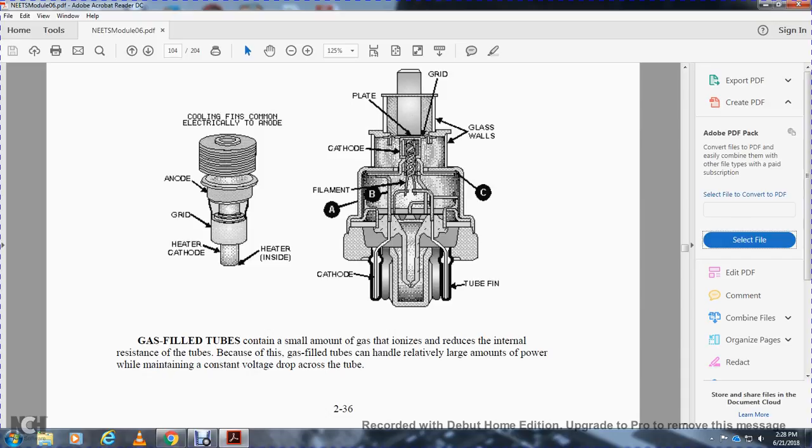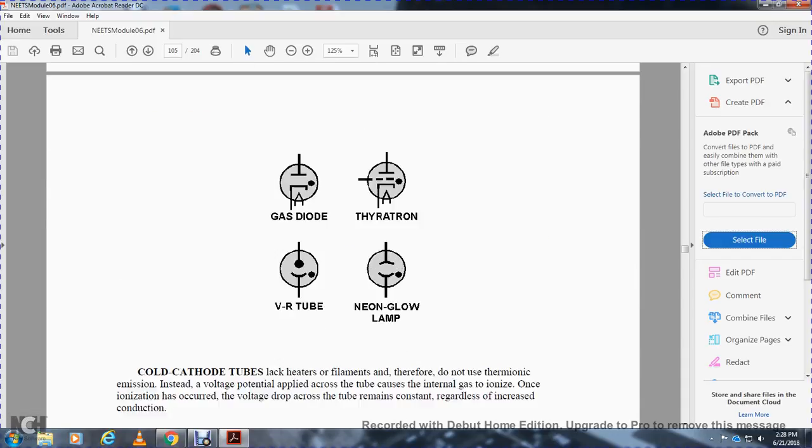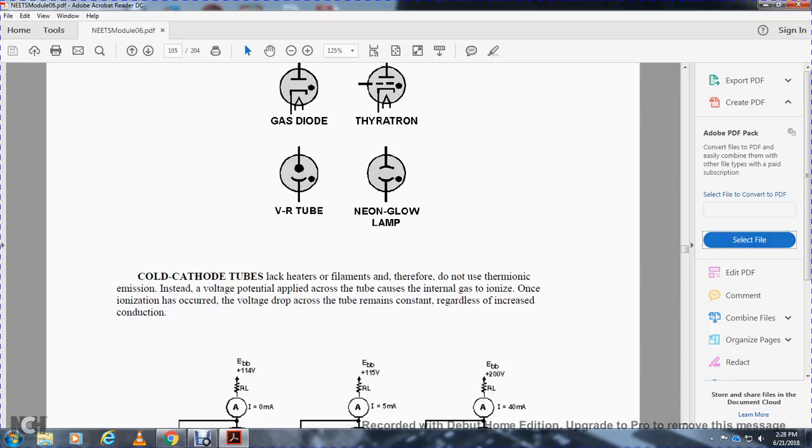Gas-filled tubes contain a small amount of gas that ionizes and reduces the internal resistance of the tube. Because of this, gas-filled tubes can handle relatively large amounts of power while maintaining a constant voltage drop across the tube. So you have a gas diode, voltage regulator tube, neon glow lamp, and thyratron.